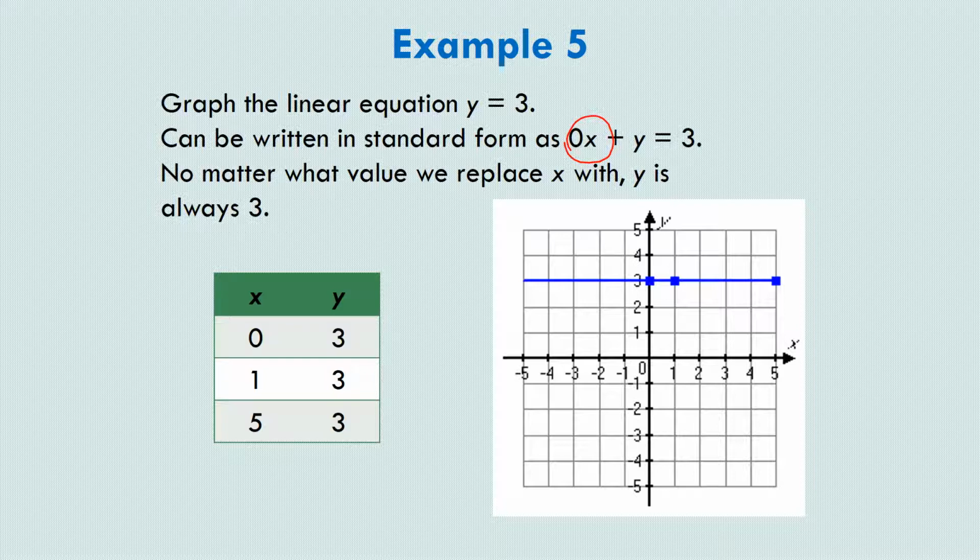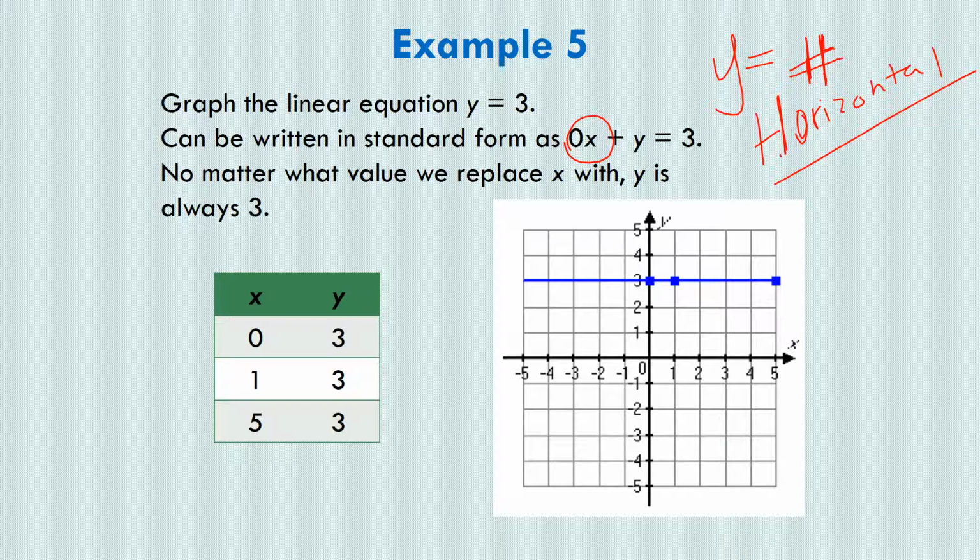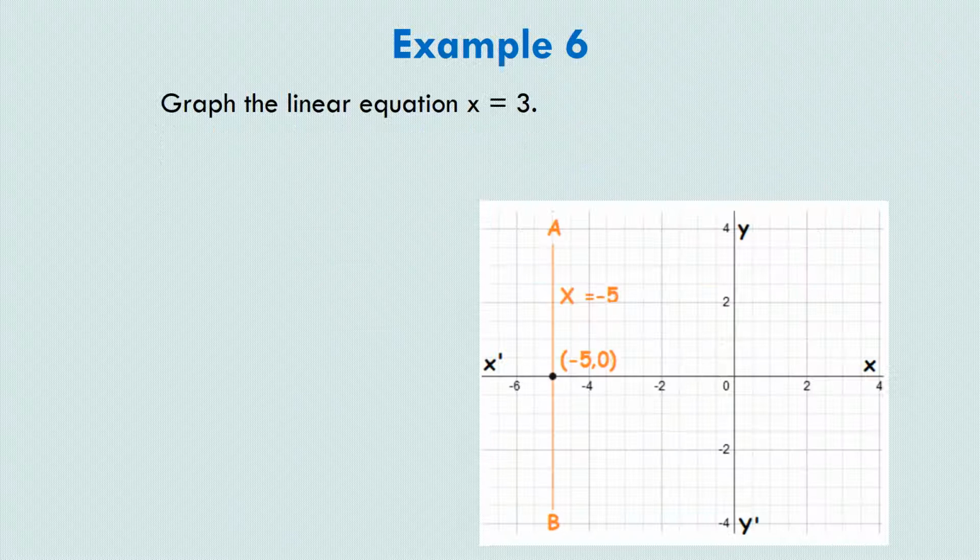And this is a horizontal line. So when y equals a number, it's going to make a horizontal line through the y-axis at that number.